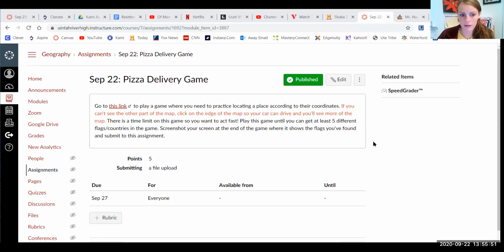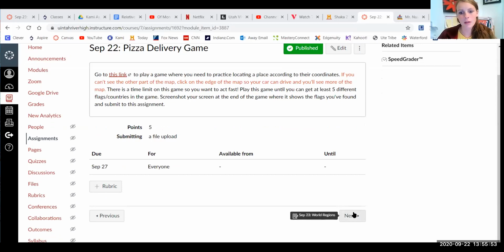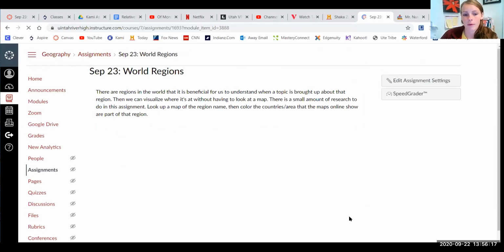Play the pizza delivery game. It's kind of fun. You have to go until you get at least 5 different flags. So if you don't get 5 flags, 5 countries, then you need to play again until you get 5 flags. Okay. And then you screenshot it, save your screenshot to your computer, and then upload that to the assignment when you're submitting it.